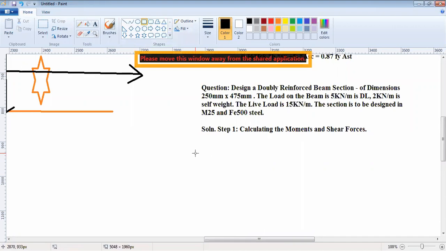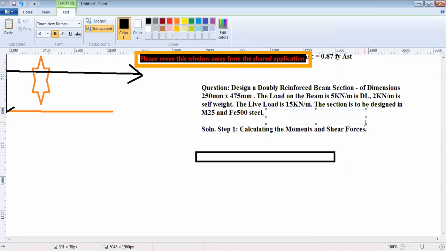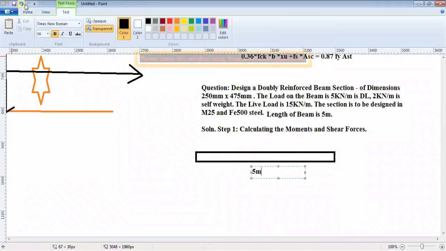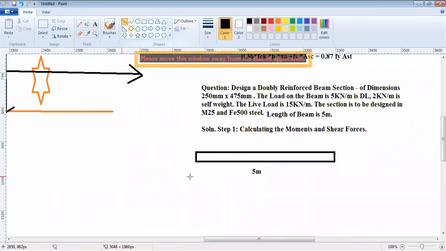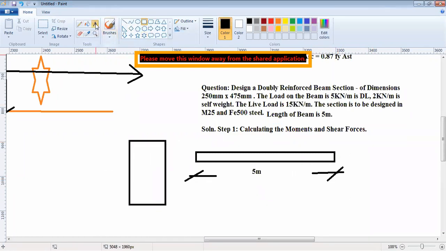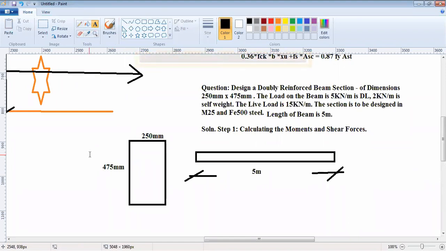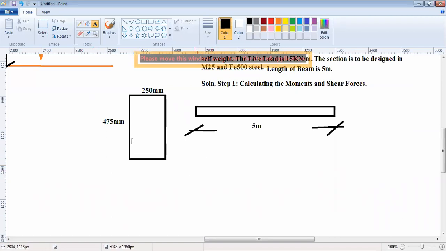Let us first draw the beam. Yes, one thing I forgot, the length of the beam is 5 meter. Now, this 5 meter is the length of the beam here. The next thing given to you is it's 250 cross 475 mm. Now we have to design it as a doubly reinforced beam. For that, first we have to calculate the moments.